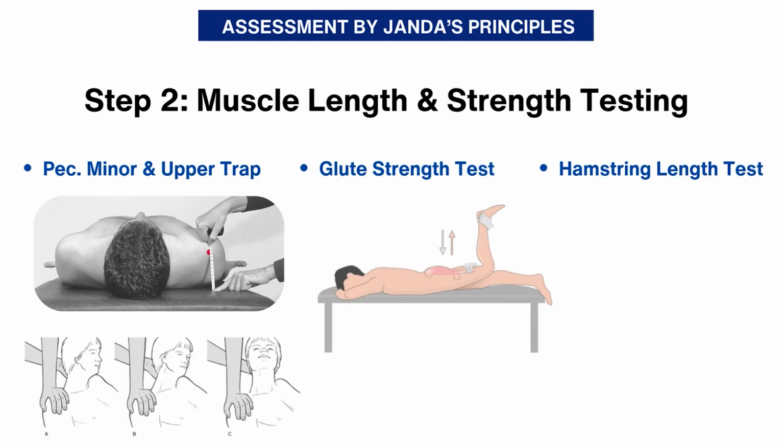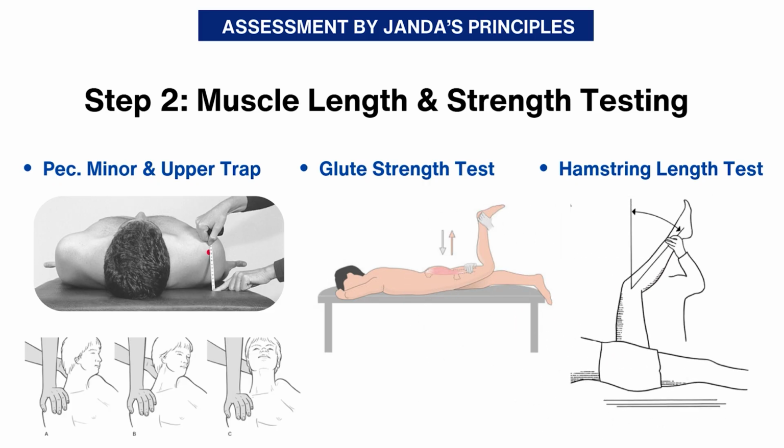Then we are going to check the glute strength. Weak glute activation contributes to hip instability. Next, we are going to perform the hamstring length test to assess overactivity in the posterior chain.